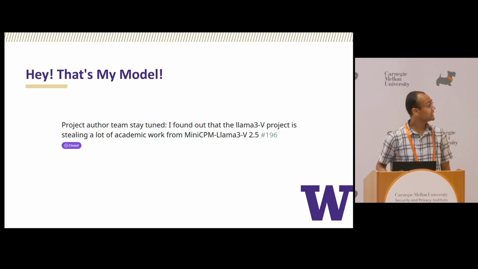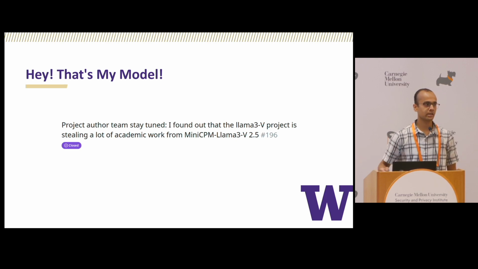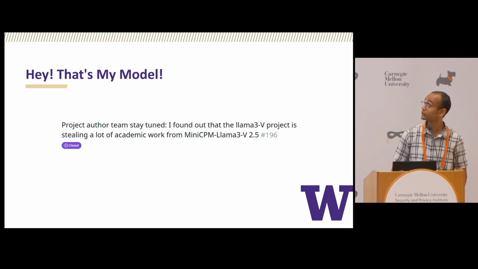This isn't actually a hypothetical scenario. Something like this happened last year when a group of students from Stanford essentially plagiarized a model called Mini-CPM. They modified it slightly and put it out in the world. And how they were caught is kind of interesting, and we'll get to that in a couple of slides.